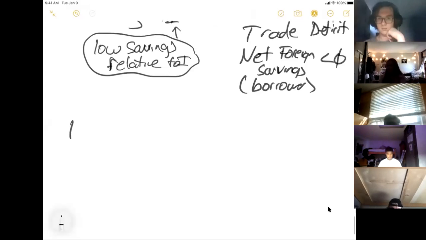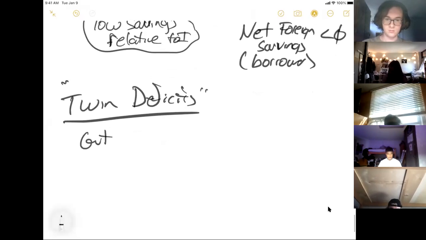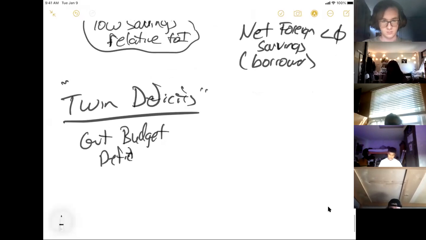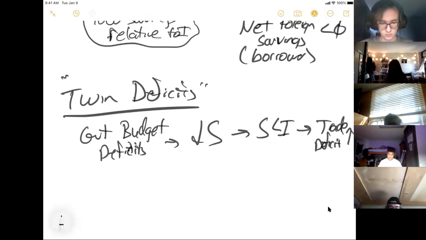And so, one of the things that we've seen increasingly here in the US is what we could call the twin deficits. And what are the twin deficits? Government budget deficits lead to a reduction in our national savings, which means that S stays lower than I and means that our trade deficit goes up, right? So government budget deficits drive up trade deficits. That's what we mean by the twin deficits.